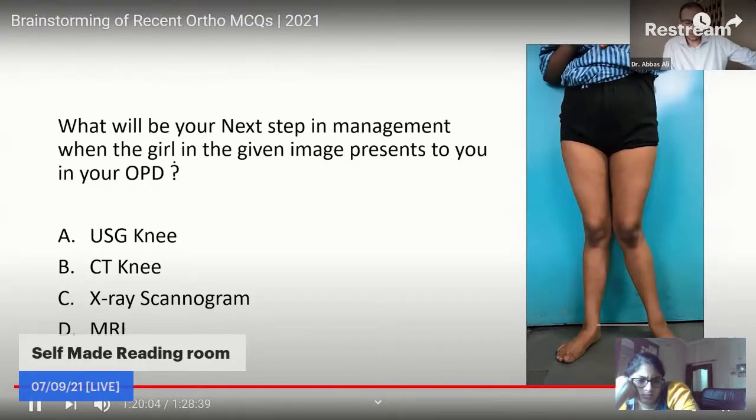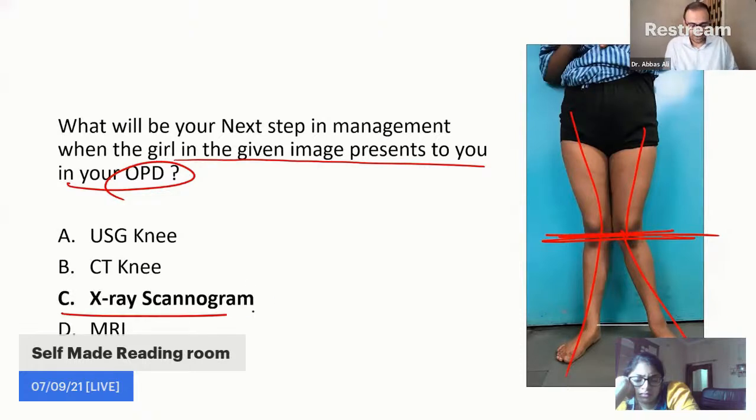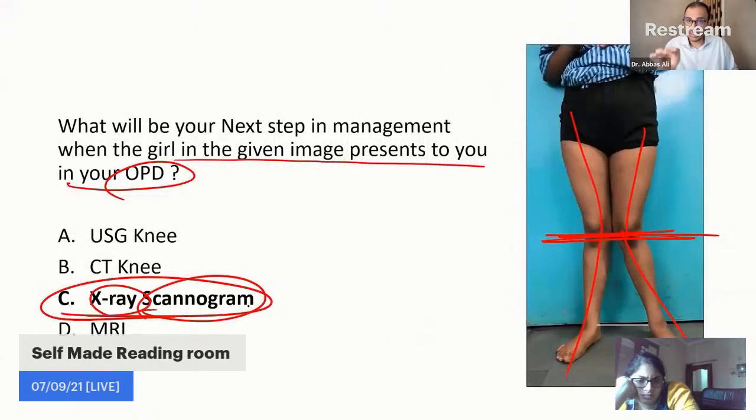What will be your next step in the management of the girl in the given image who presents to you in your OPD? What is the problem with the girl? She has some amount of genu valgum. Girls will have some amount of valgus normally, more than males. So how can you make sure whether it is pathological or physiological valgus? You need to measure. Use X-ray scanogram. It is a whole length view of the lower limb in standing position. That way you can draw the lines of mechanical axis and anatomical axis and measure the valgus. Based on that, you decide whether you should go for treatment or not. The answer is X-ray scanogram.